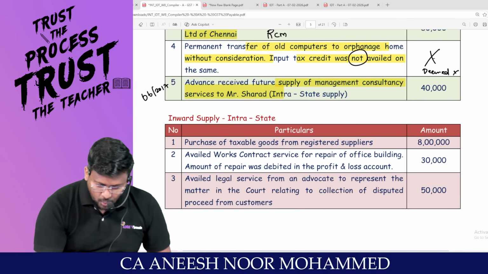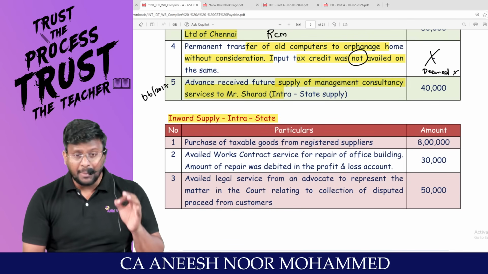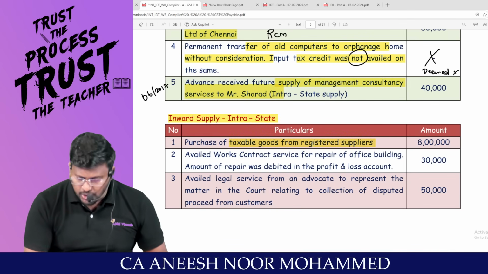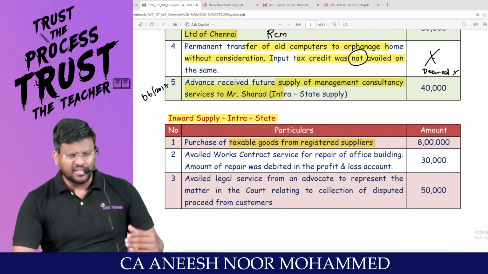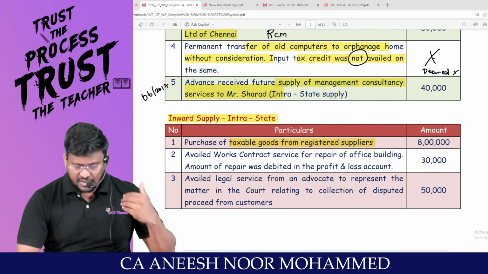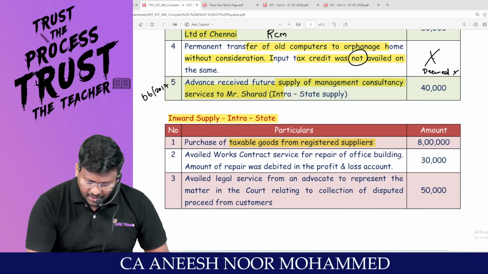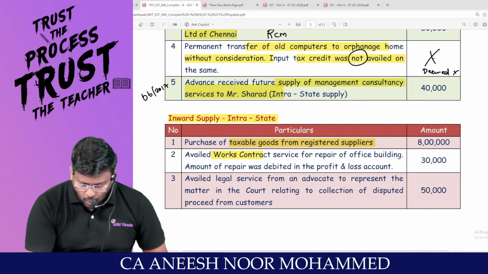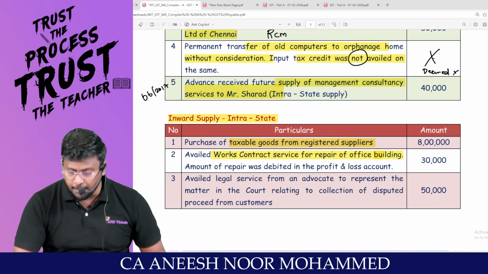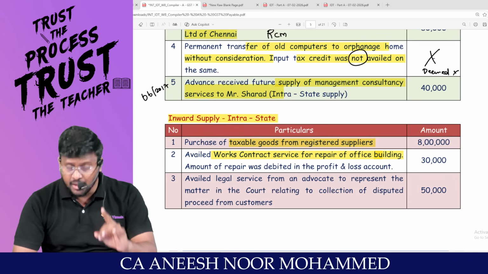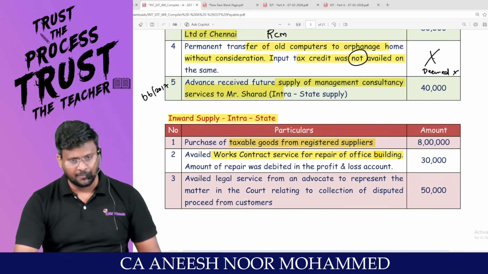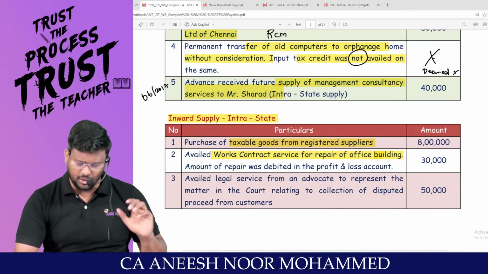These are your inward supplies, intrastate. Purchase of taxable goods from registered suppliers. Then registered suppliers would have collected GST. These are inward supplies. Availed works contract service for repair of office building. Generally, works contract services are blocked credit.